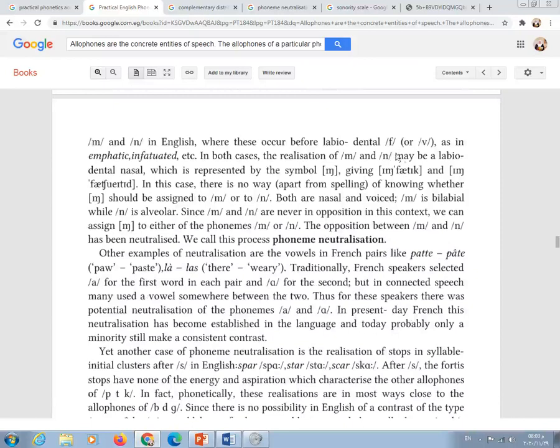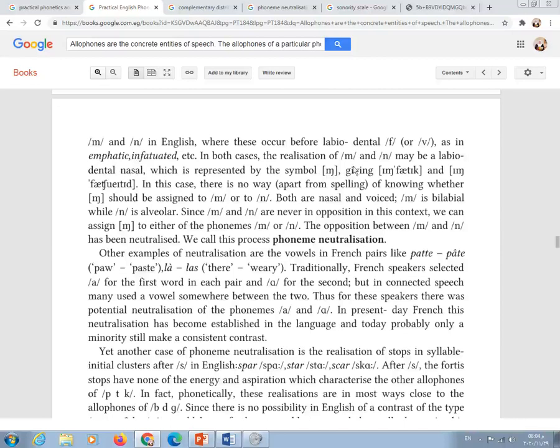However, if they are followed by an f or a v, they lose this distinction. They are no longer different. M and n are no longer different, and they turn into an m. For example, in the word emphatic and the word infatuated. So n turns into m. So m and n are no longer contrastive, and they become neutral in the sense that they assimilate to m. We have only m, due to the coming of the f sound after the two.